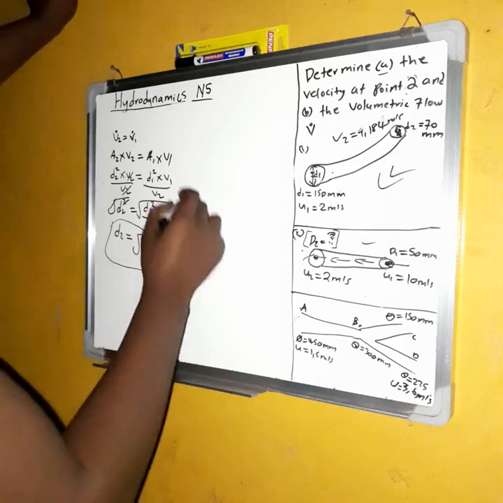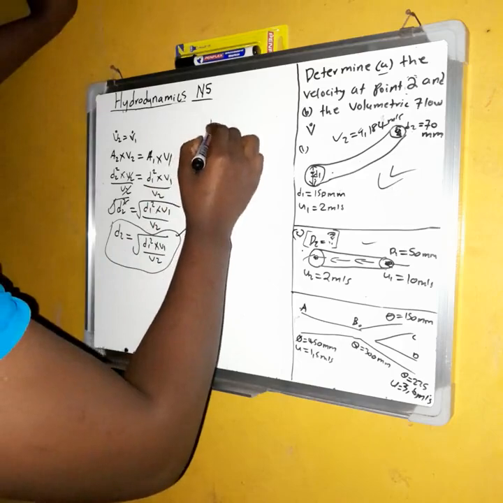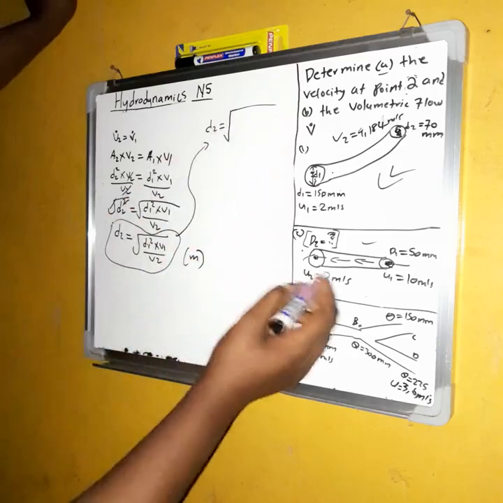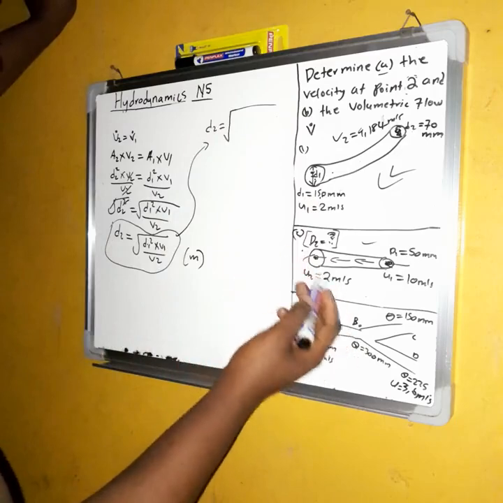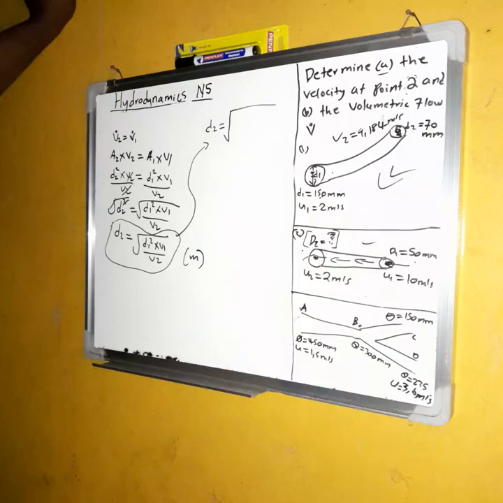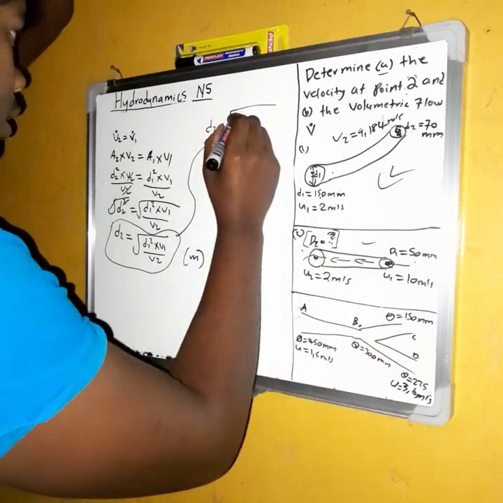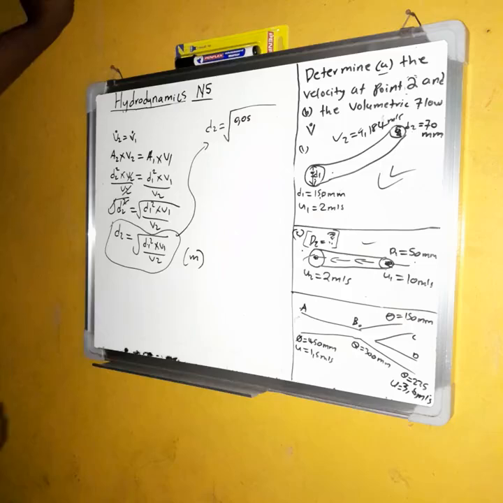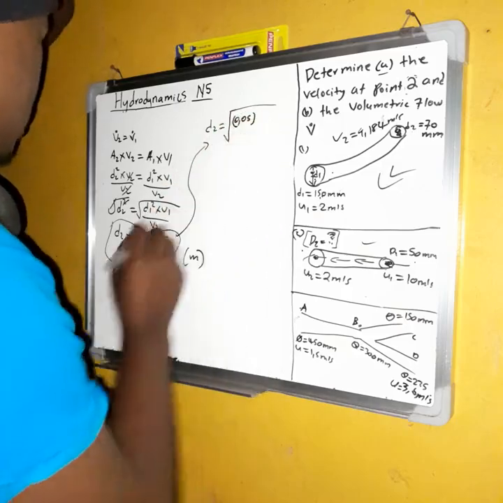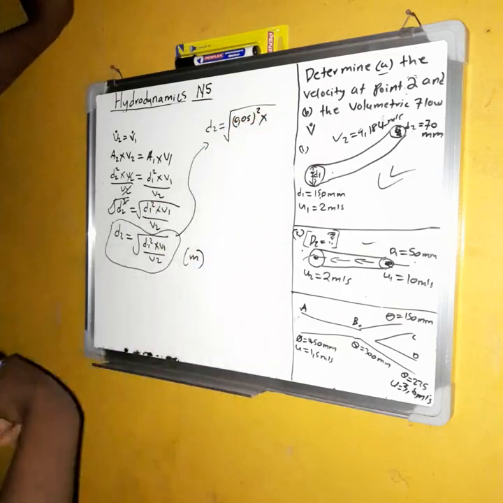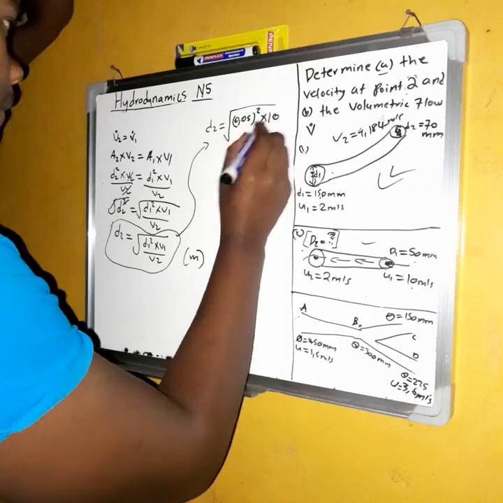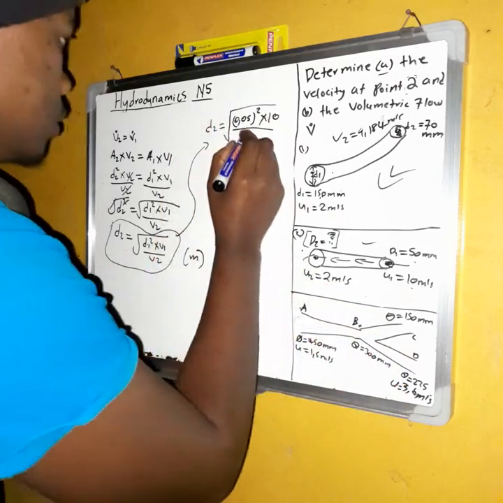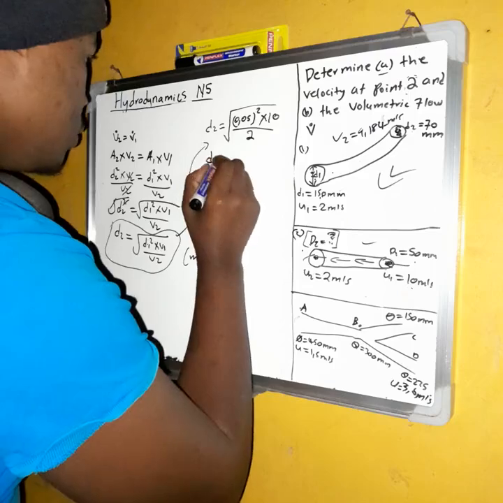Okay, we'll substitute the values there. Let me move it here, D2. Let us substitute the values. Square root, D1 is 50. 50 divided by 1000 will be 0.05. You square this, multiplied by V1, which is 10, over V2, which is 2.